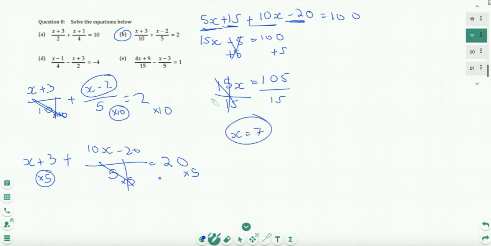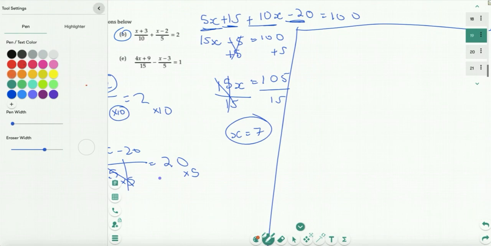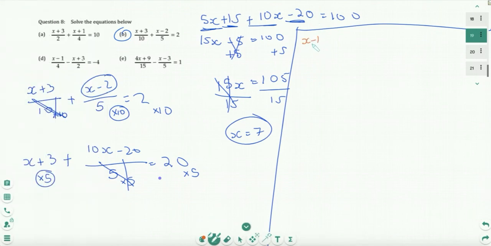And that's your answer. Let's do another one, just to clarify that. Let's do C. So x minus 1 over 4 minus x plus 3 over 2 equals negative 4. First, I see a fraction here, I want to get rid of it. So how do I get rid of divide by 4? We're going to times by 4. If you times 4 here, you've got to times 4 here, and you've got to times 4 here. So times 4 to all terms. So divide 4 and times 4 are opposites, so they cancel out. We're left with x minus 1.